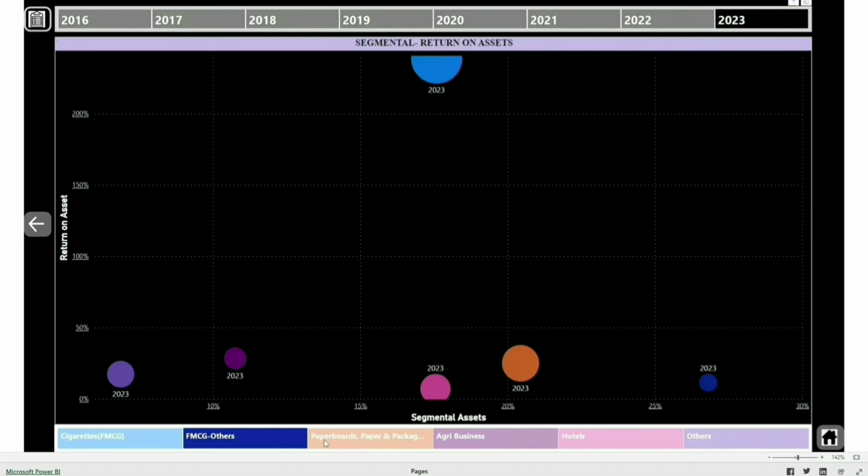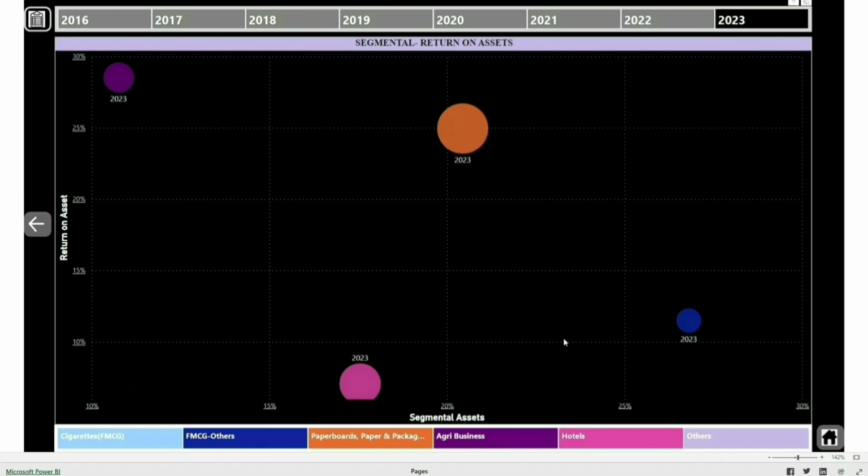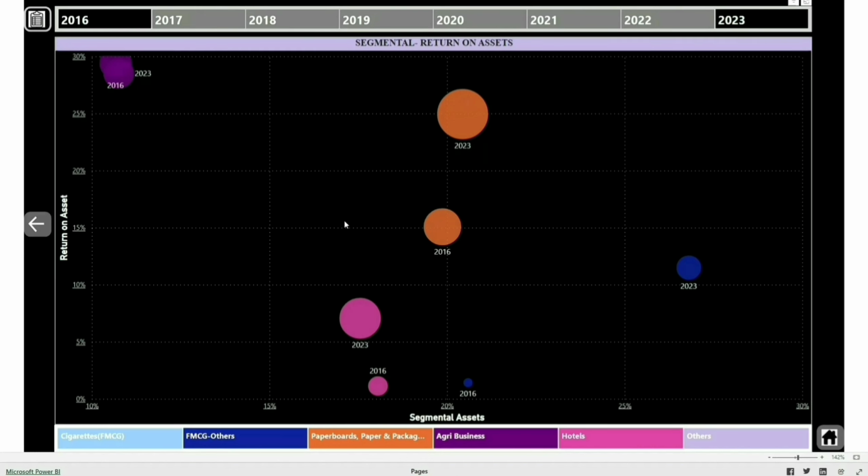So again, we are going to select everything other than the cigarette business, and here we can see the position of each of the businesses, right? We'll also be selecting 2016 here, and here we can see the changes, right? For the hotel business, we can see that the asset allocation to the hotel business has actually decreased, whereas the profit contribution has actually increased, the profitability has actually increased.